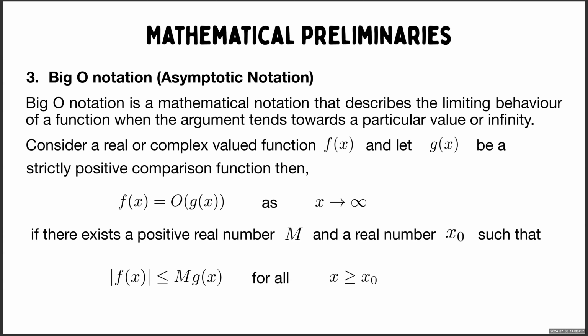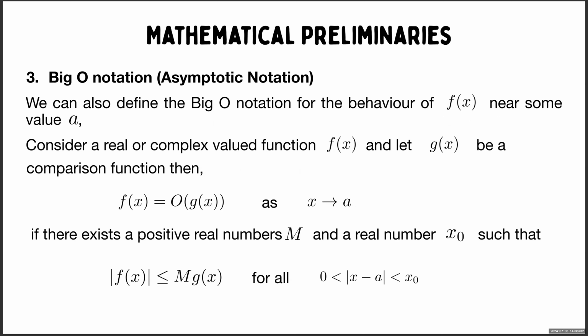That's all it means. It means that if you're sketching it on a plane, then if f is, g will always be above f, so long as x is past the value x naught. Okay? And this is when x, of course, is going to infinity. But we can also use big O notation as x approaches some particular value, let's say a.